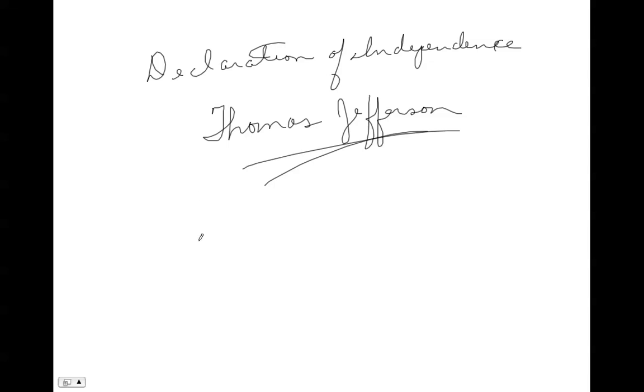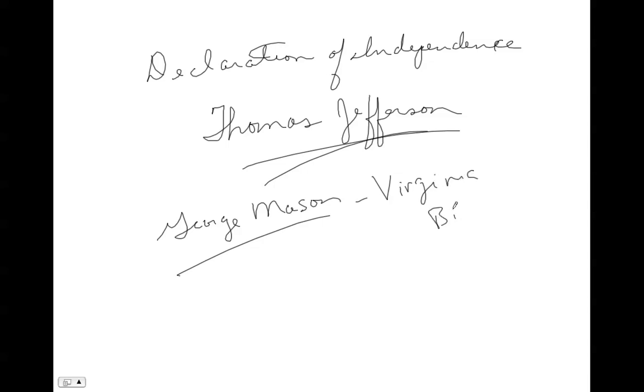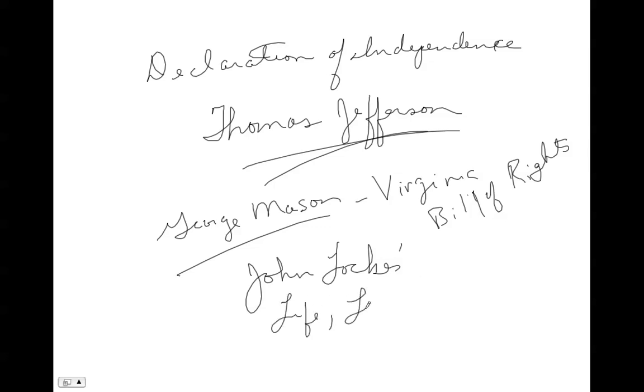And Jefferson pretty much stole from his friend, a guy by the name of George Mason, the part of the Declaration of, well, from the Virginia Bill of Rights. Now, the Virginia Bill of Rights, right, took from John Locke's idea of life, liberty, and property, but changed it to life, liberty, and the pursuit of happiness.